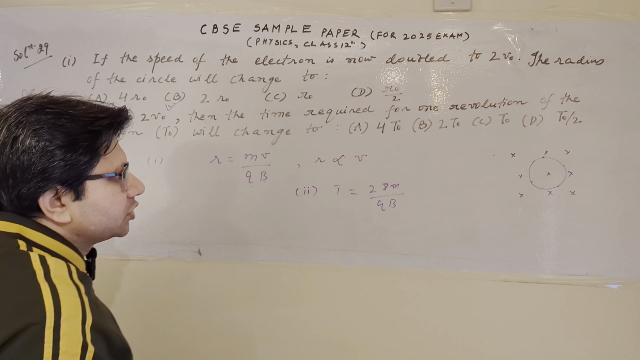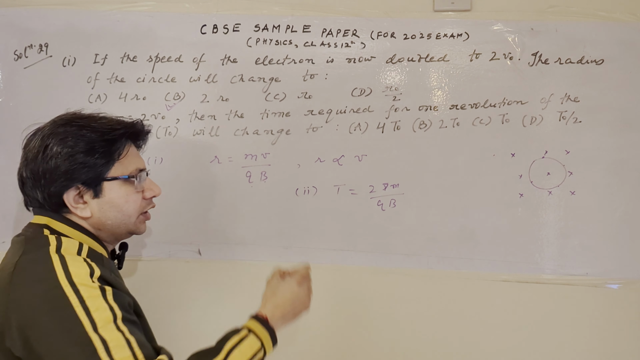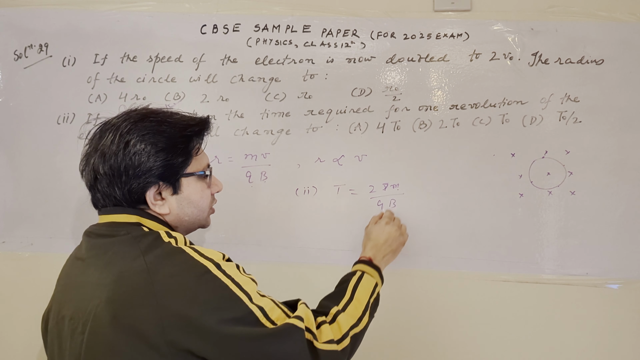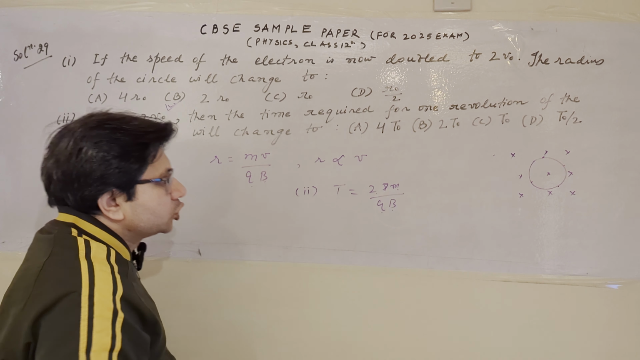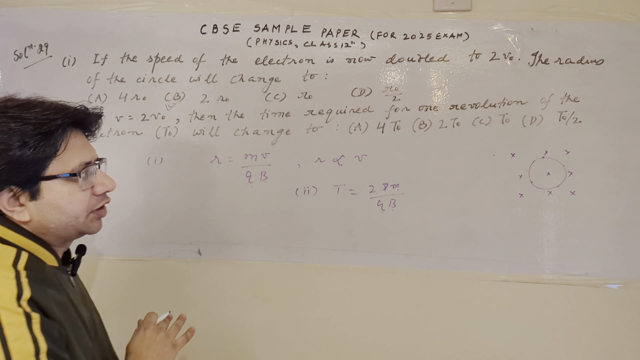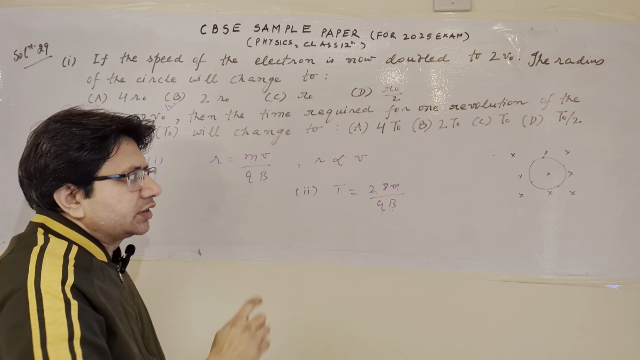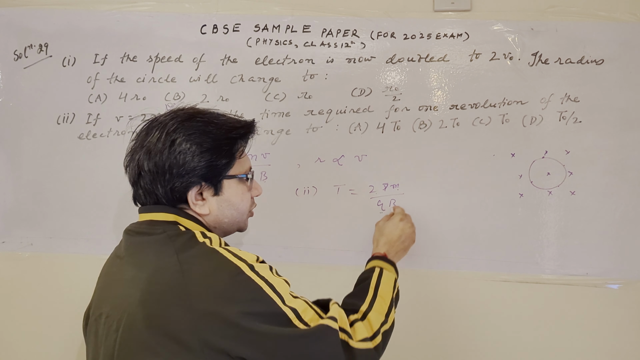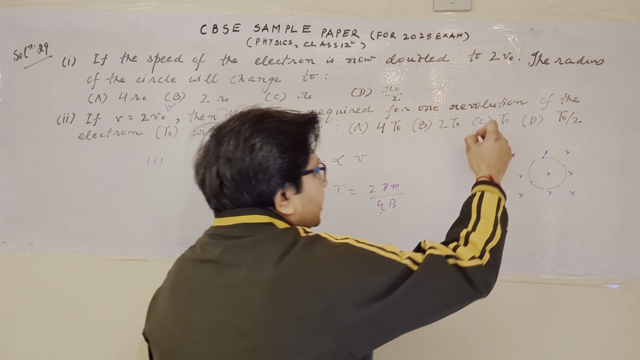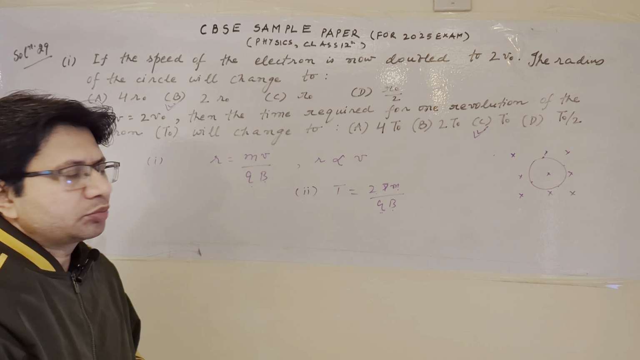You can clearly see from this expression that it does not depend upon the speed of the particle. It only depends upon the mass, the charge, and the magnetic field. And 2 and pi are also constant. So we can say that the time period does not depend upon the change in speed. There is no change in the time period in this particular case, because the particle is the same, mass is the same, charge is the same, and the magnetic field is the same. So we can say that the time period is t naught. This is the answer to the second part of the problem.